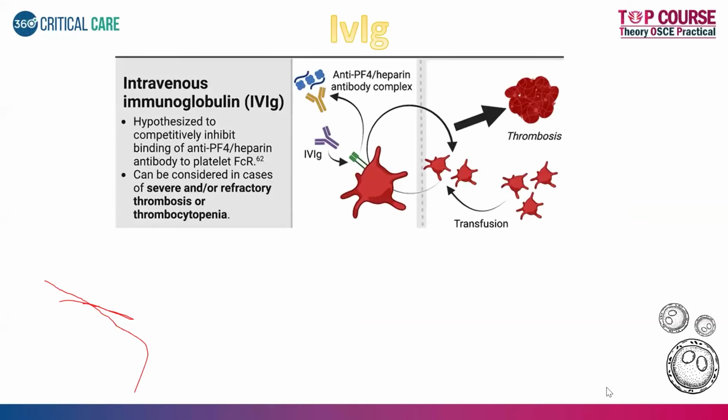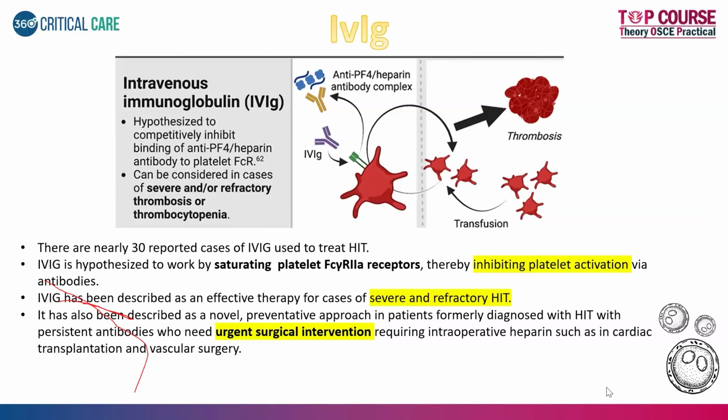What is the role of IVIG? We all discussed that it is an immune mediated drug reaction, right? As of now, the evidence for IVIG is just based on case reports. It is hypothesized to work by saturation of platelet Fc gamma 2A receptors. Here it blocks these receptors and inhibits the platelet activation, thereby stopping the thrombogenic cascade. Again, this has been used in patients with refractory HITT only.